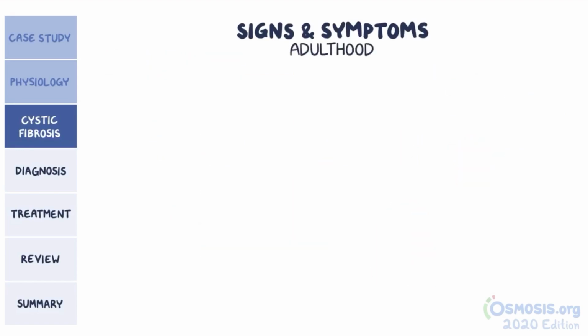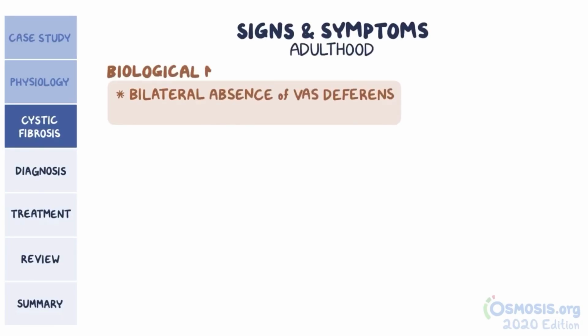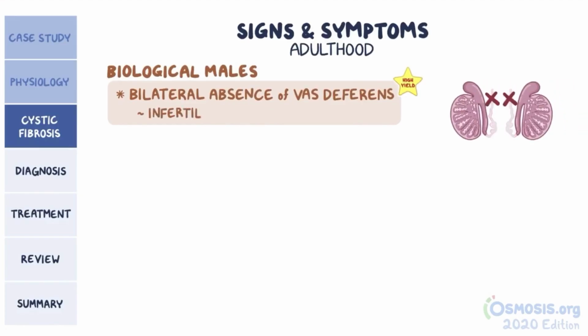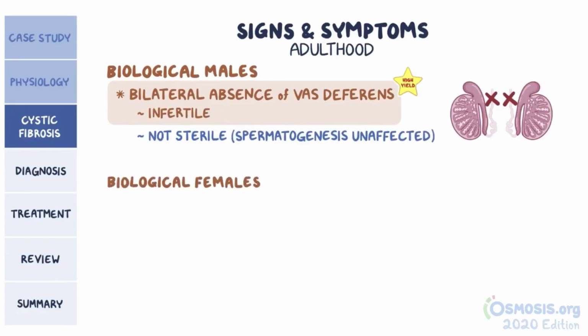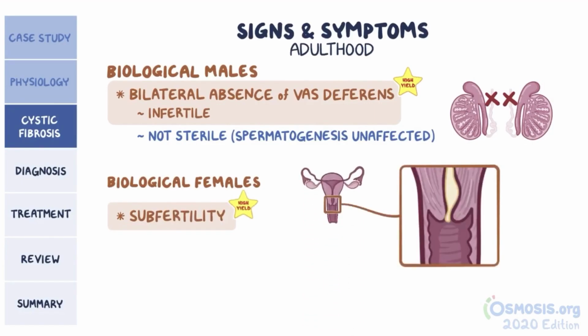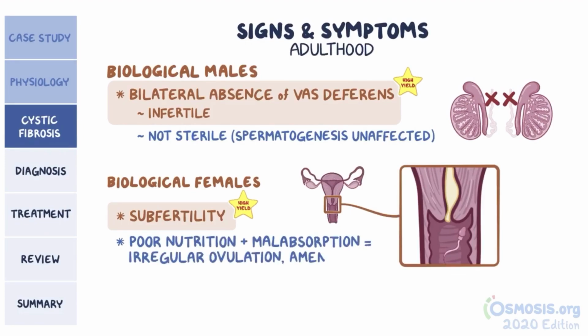In adulthood, a common cystic fibrosis-related issue is the bilateral absence of vas deferens in biological males. Because the sperm transportation is impaired, they're infertile, but not sterile, since spermatogenesis is typically unaffected. In biological females, cystic fibrosis could cause subfertility, meaning these women are fertile, but cannot get pregnant because of the abnormally thick cervical mucus that makes it harder for sperm to successfully penetrate the cervix. Poor nutrition secondary to malabsorption can also lead to irregular ovulation and amenorrhea.